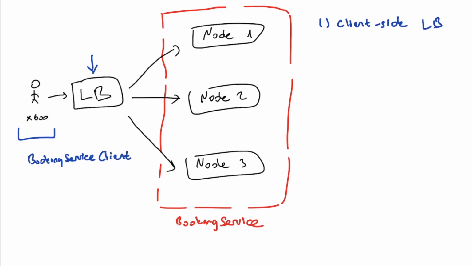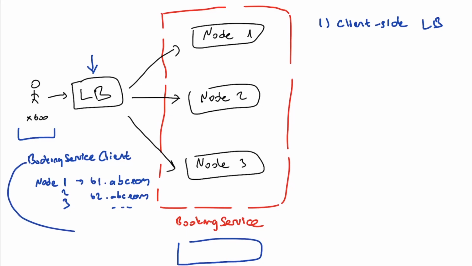And this client will know, so booking service has these three nodes, 1, 2, and 3, and it will know how to access them. Let's say booking1.abc.com, booking2.abc.com, and so on. And without involving anything else, the client will know and decide which one to call from here. Sometimes there might be an additional service here that the booking client talks to get this information, or it can be embedded in the client itself.